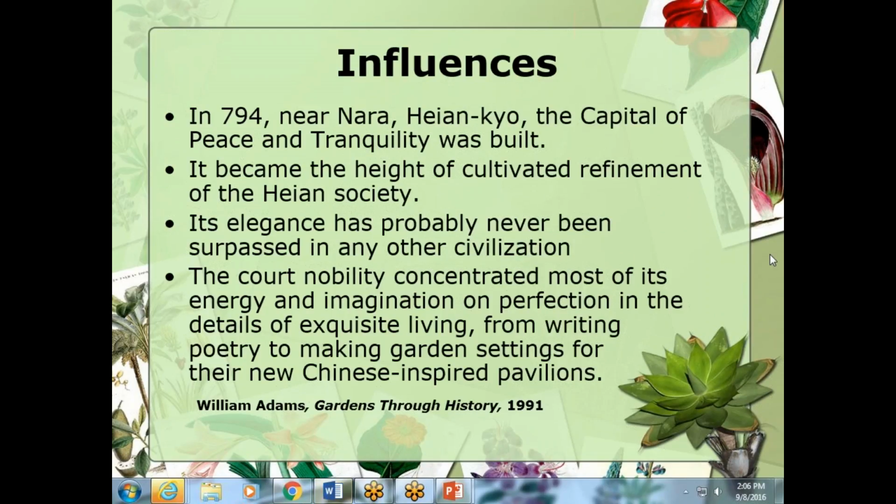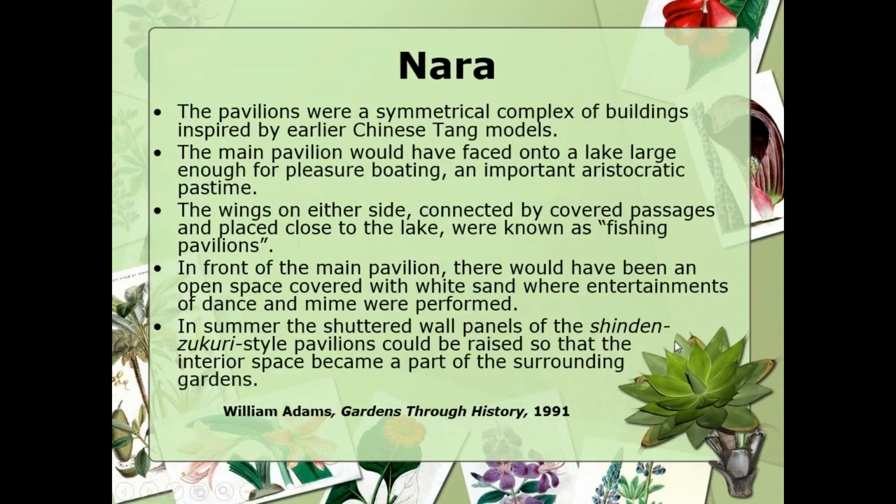any other civilization. The court nobility concentrated most of its energy and imagination on perfection in the details of exquisite living, from writing poetry to making garden settings for their new Chinese-inspired pavilions. The pavilions were a symmetrical complex inspired by earlier Chinese Tang models, and the main pavilion would have faced onto the lake, large enough for pleasure boating, an important aristocratic pastime.